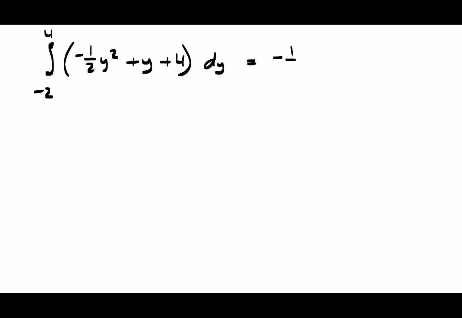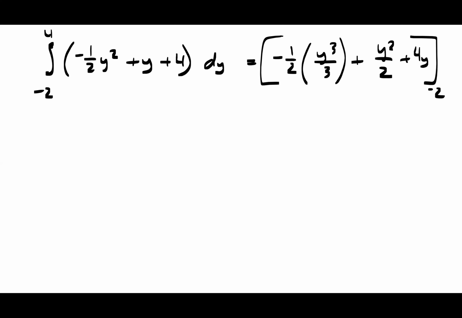So let's jam. This is going to be y to the 3rd over 3. This is going to be y squared over 2. And this is going to be 4y. Going from -2 to 4. Is that a lot simpler than what we did? I know your brains are fried. I understand that. So we just took the antiderivative with respect to y. No new u substitution, no splitting it off into different pieces.